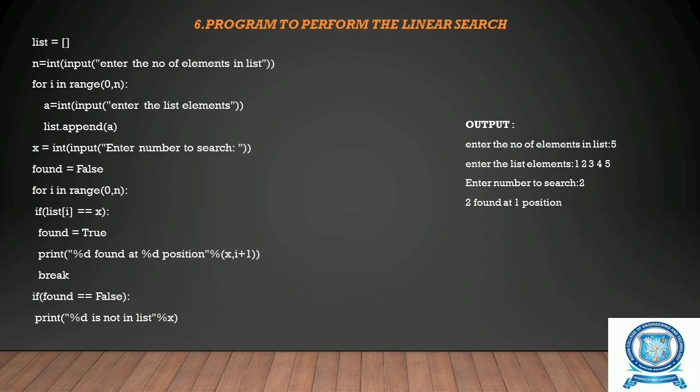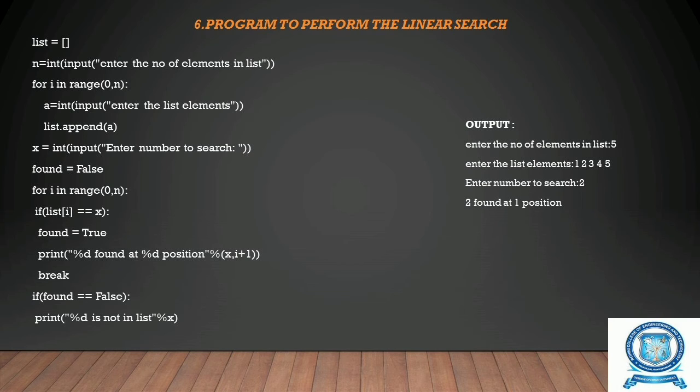Okay. So, next task is to write a program to perform the linear search. So, linear search is we are going to search an element in the list of elements. Okay. So, first we are entering the empty list, that is list is equal to open bracket and close bracket. So, that is an empty list. So, then n is equal to input. So, we are getting a number of elements, how many number of elements we are going to give in the list, that number we are going to give as input and store it in the n variable.